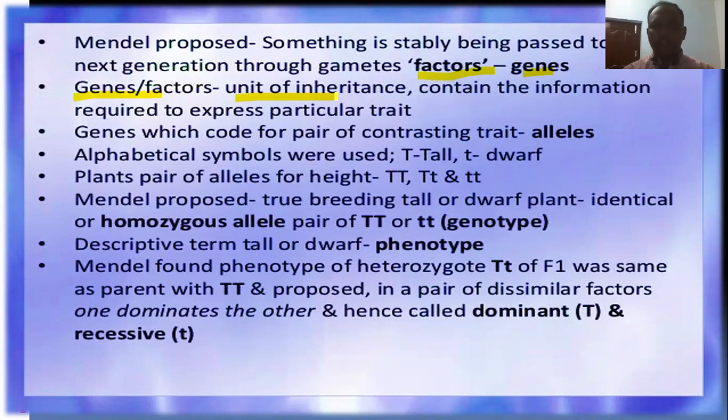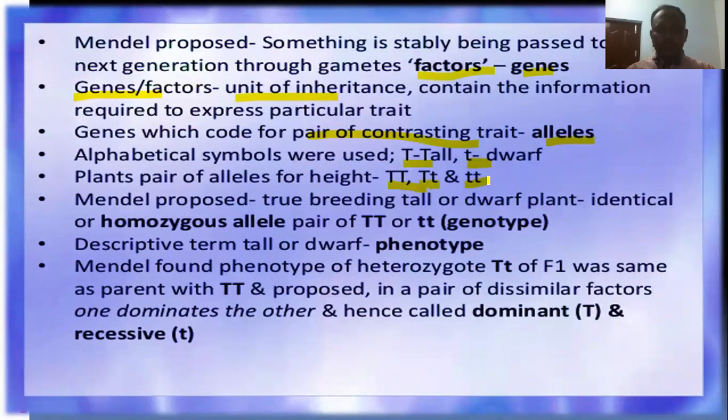Trait is nothing but the contrasting character, right? Genes which code for a pair of contrasting traits you can call alleles. Like the height gene: some individuals express tallness, some express dwarfness, so the gene in different individuals expressing contrasting traits, that's why we call that gene pair alleles. What alphabets do we use? For tall you can use capital T, and for dwarf small t. So the pair of alleles for height is capital T and small t, dwarf is small t, right?